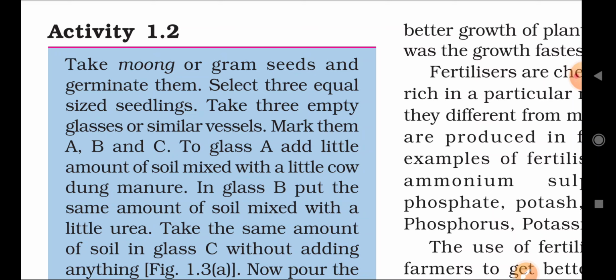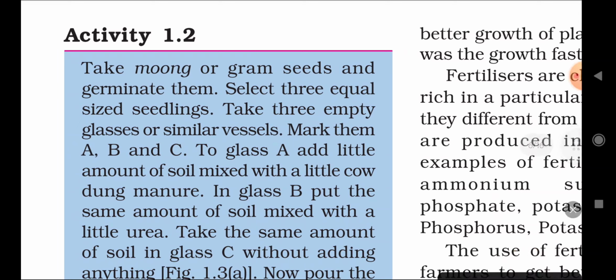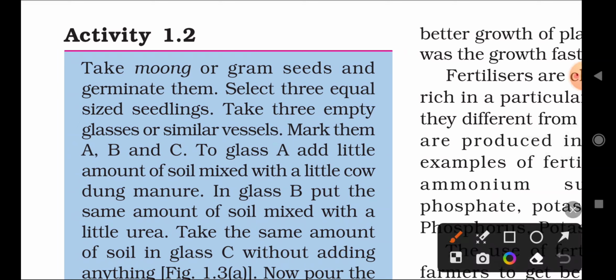Okay, next we are doing a simple activity. This activity will suggest or conclude which plant requires some raw materials to grow. To do this activity, you have to take some moong dal or gram seeds and germinate them.